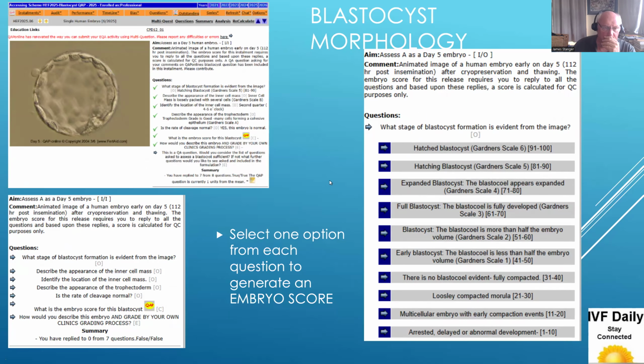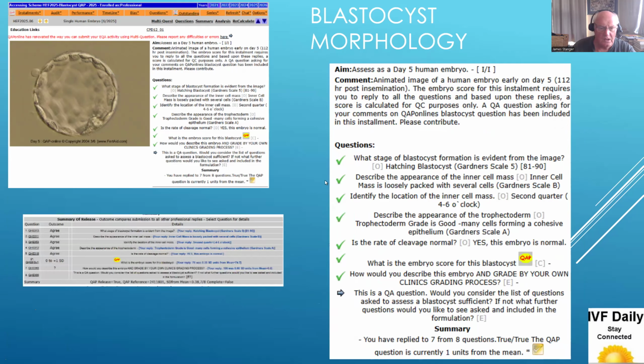Likewise with blastocyst, in this case, showing a slightly hatching blastocyst, you're asked what stage it's at, the inner cell mass, because these are all animated GIF files, so there's 3 or 4 or 5 images through each blastocyst. You're asked to make a decision on each of these different criteria. You just nominate one, and basically it gives you the score. And when you're all finished, it calculates an embryo score.